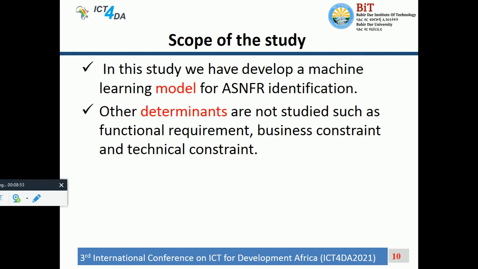And the scope of this study: we have developed a machine learning model for architecturally significant non-functional requirement identification. But as a limitation, in the introduction we said that we can derive significant requirements from non-functional requirements, functional requirements, business constraints and others. In this study we only focus on non-functional requirements. We didn't study business constraints, technical constraints or functional requirements.